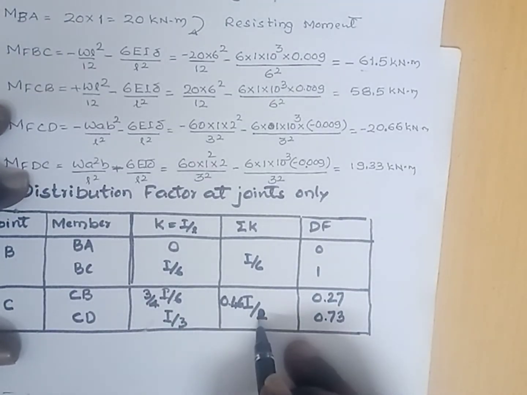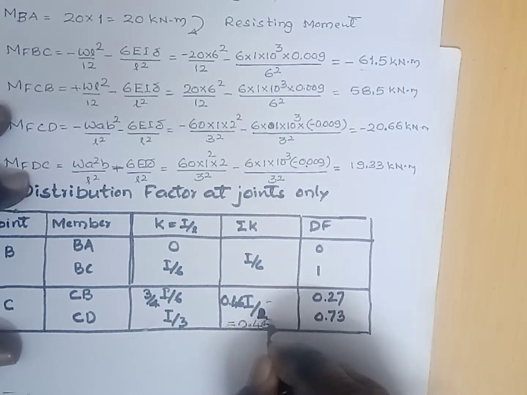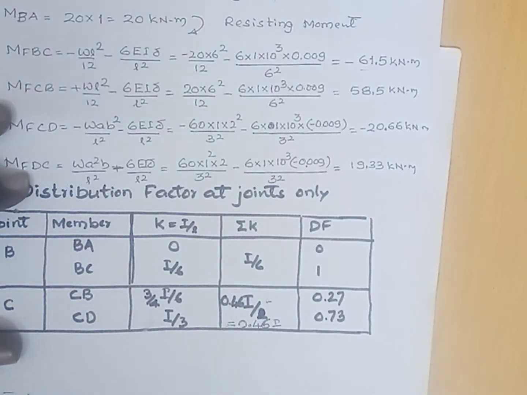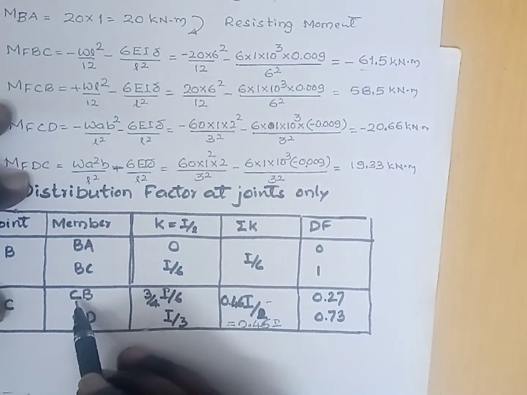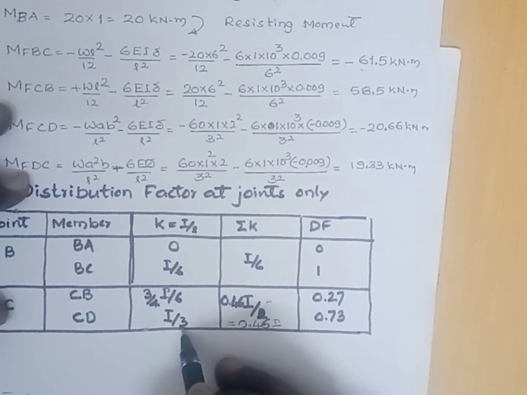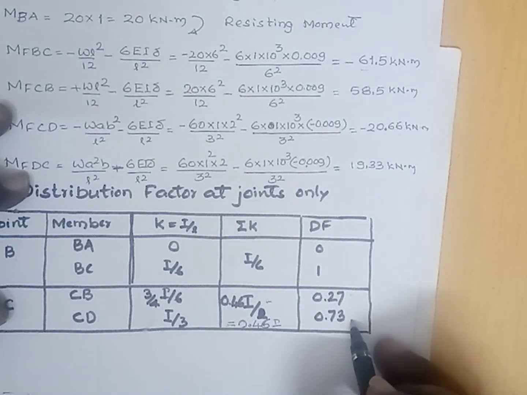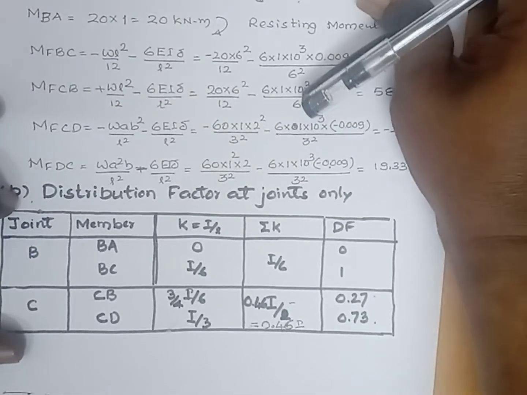Here the summation of these two, that one is 0.46 I. Then the distribution factor KCB divided by summation K, that one is 0.27. KCD divided by summation K, that one is 0.73. Now you will get the distribution factors for the two members as 0.27 and 0.73.